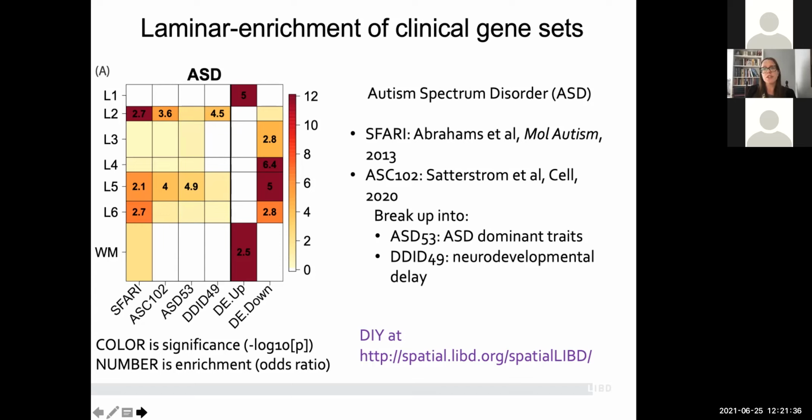So the 53 genes associated with ASD dominant traits were more enriched for layer 5, whereas the 49 genes associated with neurodevelopmental delay were more enriched for layer 2. So this could suggest that different functional subclasses of neurons might be potentially contributing to each clinical subgroup. I'll also just mention that all these data are available for exploration at our Shiny app, and you can also upload your own clinical gene sets of interest.